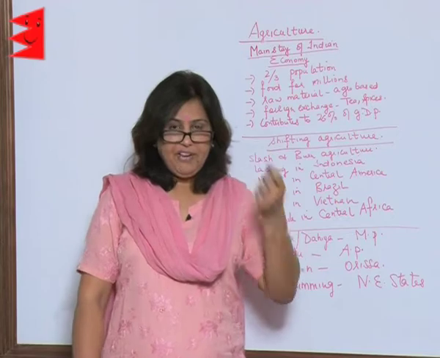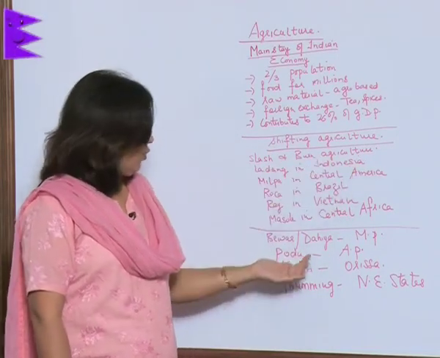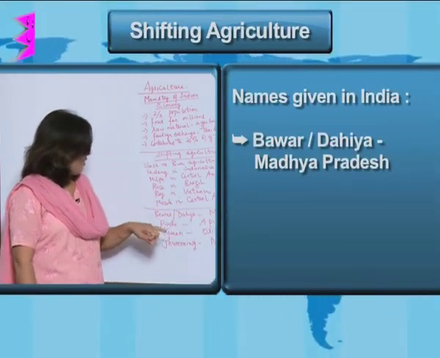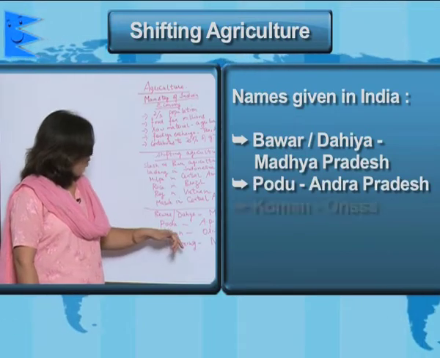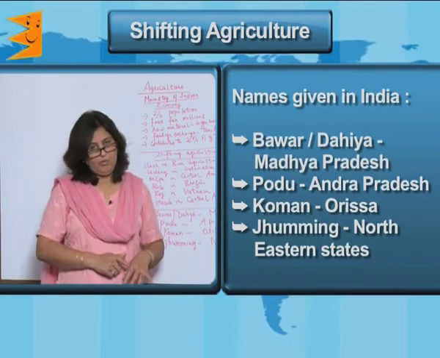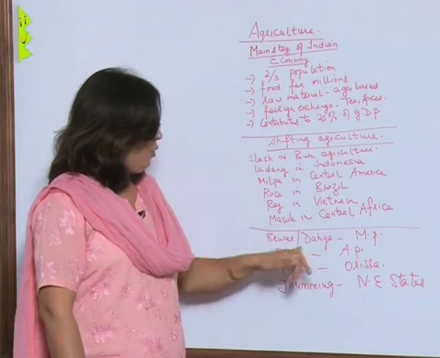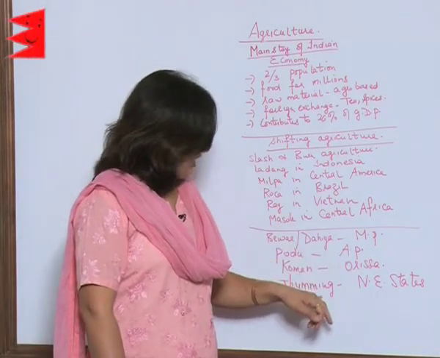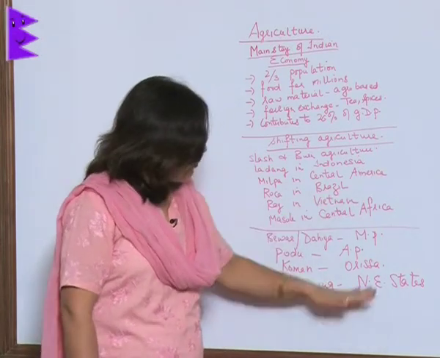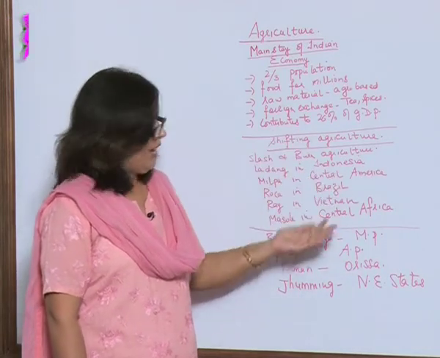Different states give different names to the shifting agriculture that we have in India. It is called Bewar or Dhaya in Madhya Pradesh, Poddu in Andhra Pradesh, Koman in Orissa and Jhuming in all the northeastern states of India. Let's revise this again: Bewar and Dhaya in Madhya Pradesh, Poddu in Andhra Pradesh, Koman in Orissa and Jhuming in the northeastern states of India. So, these were the various names of shifting agriculture in the world as well as in India.